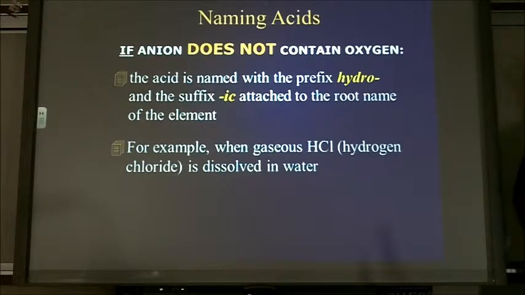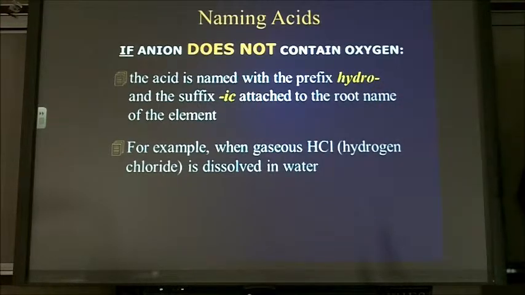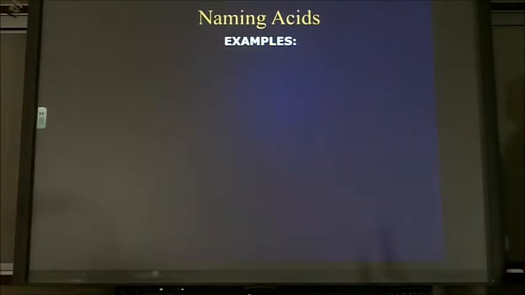So again, if the nonmetal does not have an oxygen, you use the prefix hydro. If it does have an oxygen, that's the next slide, then you don't use hydro. Hydro means that there's no oxygen. And then drop the last syllable or last 2 syllables and put ic. And there again is the example, hydrochloric acid.